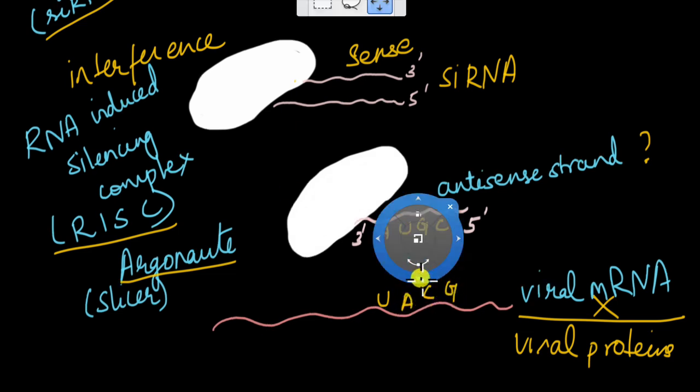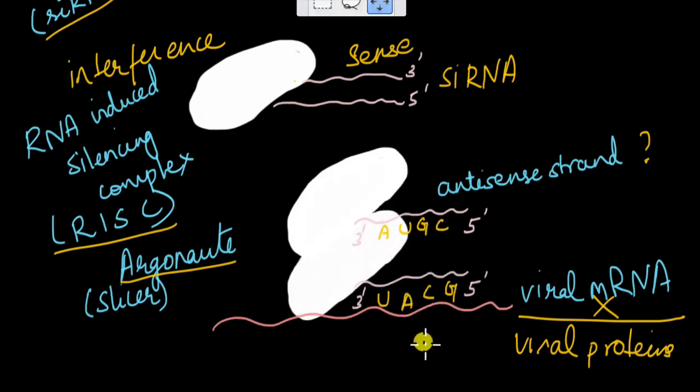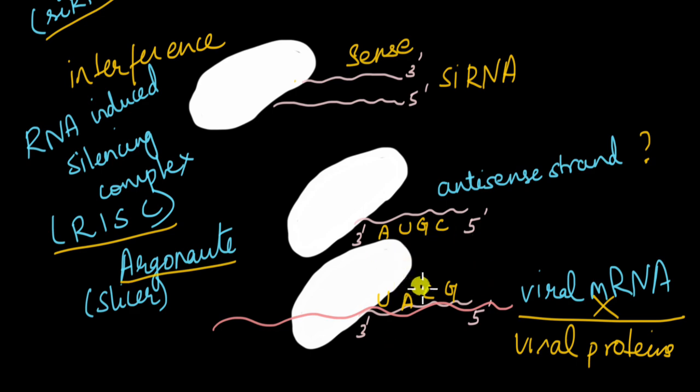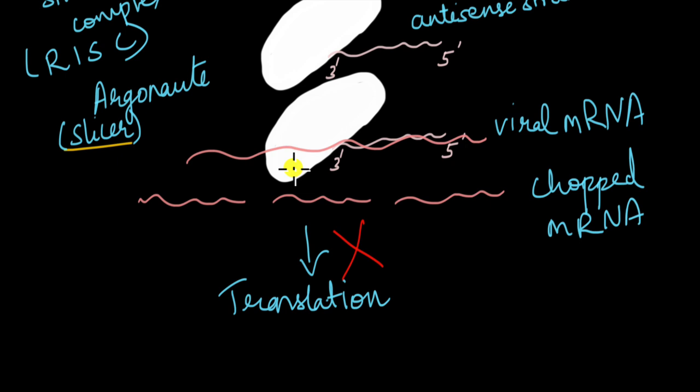Now, what is going to happen is that this RISC complex is going to come and bind to this specific part of this viral mRNA. And that is going to activate this Argonaute protein, which is also known as slicer. And like the name suggests, this slicer is going to slice this viral mRNA into little pieces. Like it's going to chop the mRNA into little bits. Now, with the mRNA chopped into pieces, translation cannot occur. The viral proteins cannot be produced by means of translation. This is the entire goal of this RNA interference mechanism.